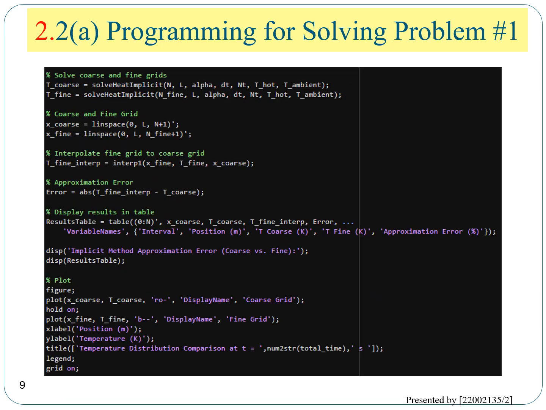Okay, so next we need to solve the temperature for the coarse and fine grid using the formula above, and then we need to interpolate the fine grid to the coarse grid so that we can use the data from there to find our approximate error. So then we display in a table the interval, position, the temperature for the coarse and fine, and also the approximation error. And then we use all of this data to plot the graphs so we can see the difference between the coarse and fine better.